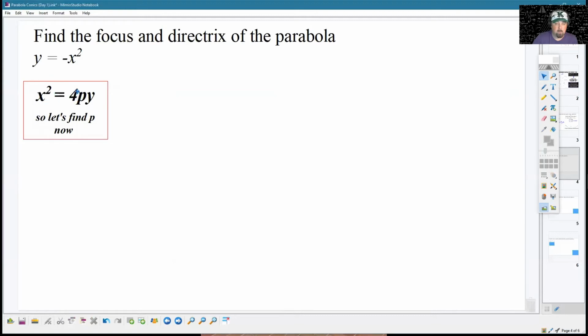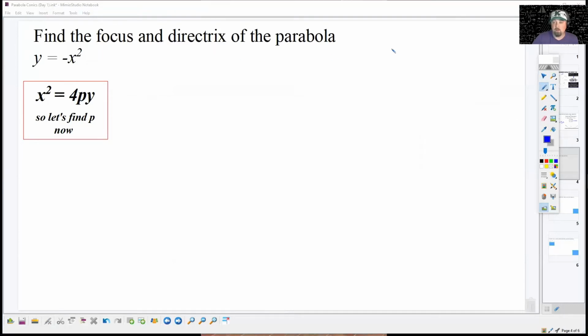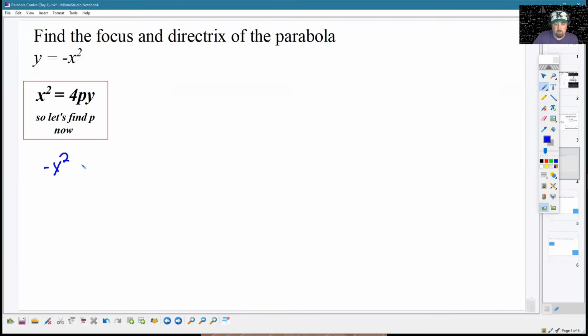x squared equals 4py. What we need to do is find p. So let's put this in the right order algebraically and figure out p. I'm going to put the negative x squared over here by itself, equal to y. Now the thing we have to get rid of is this negative. So that means this is x squared equals negative y.